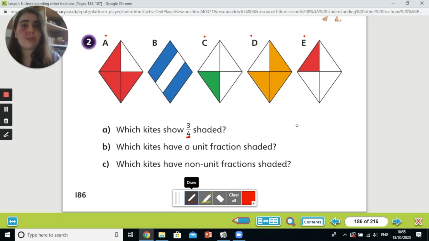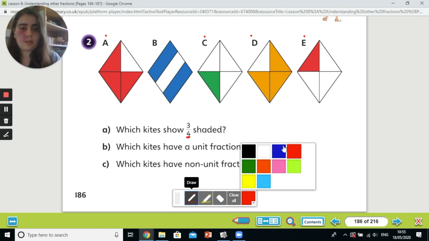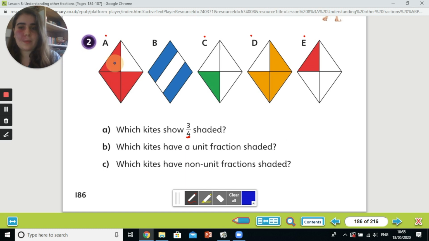In which kites have 3 parts been shaded? If we look at A, it's got 3 red parts shaded. So we know that A has 3/4 shaded. Can you spot the other one? So in kite D, 3 orange parts have been shaded. So we know that that represents 3/4. So our answers are A and D. Well done if you got that right.